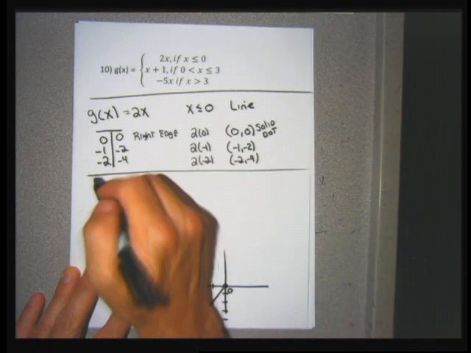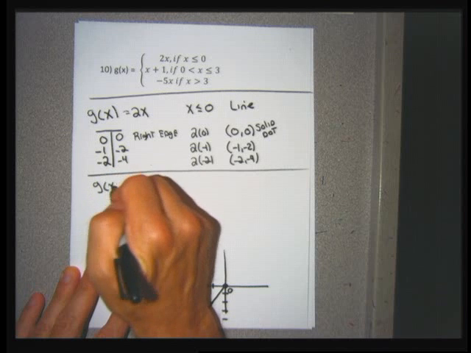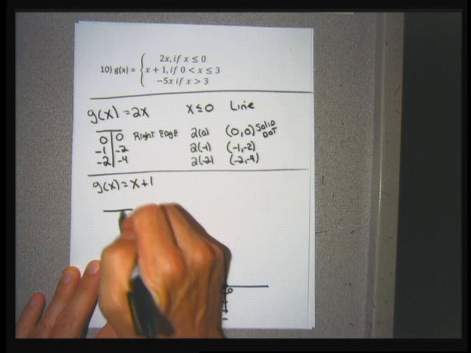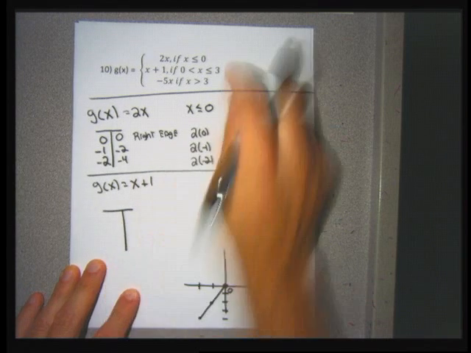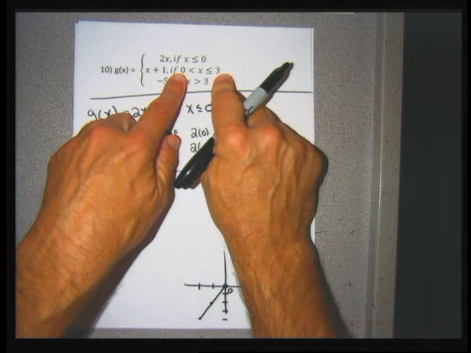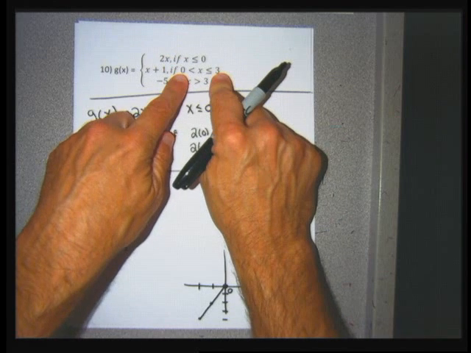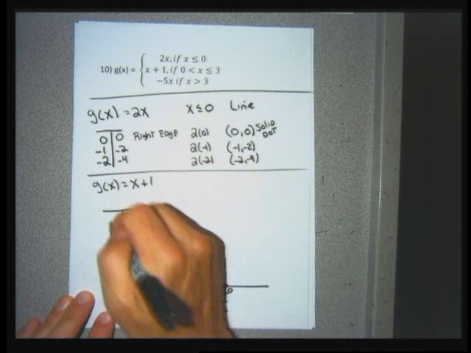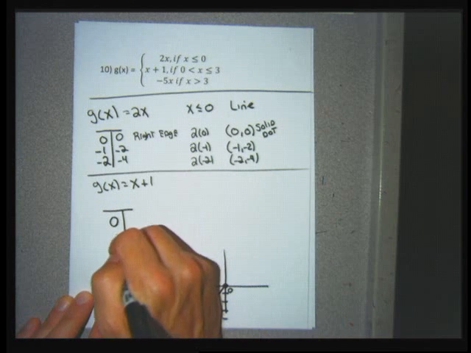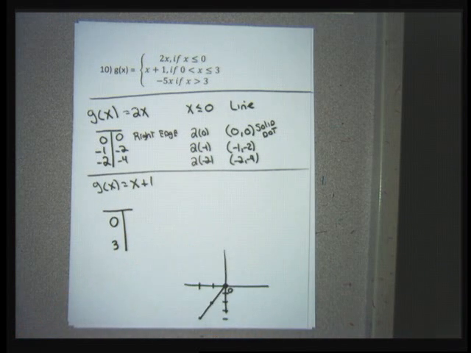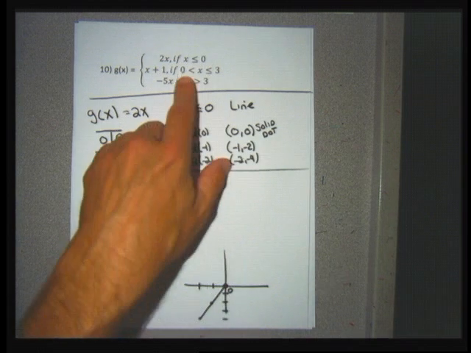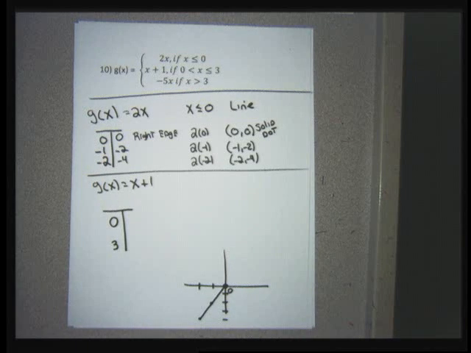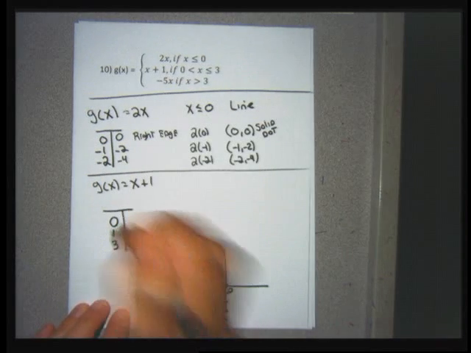Now I'm going to do the middle piece. The middle piece of g is g of x equals x plus 1. I want to do it with 3 points. Because there's 2 values of x here, I have to use both the beginning boundary and the end boundary. The beginning boundary is 0. The end boundary is 3. I like to do this with 3 points. I need some other number between 0 and 3. Either 1 or 2 would make sense. I'm going to plug in 1 because it's easy for me.